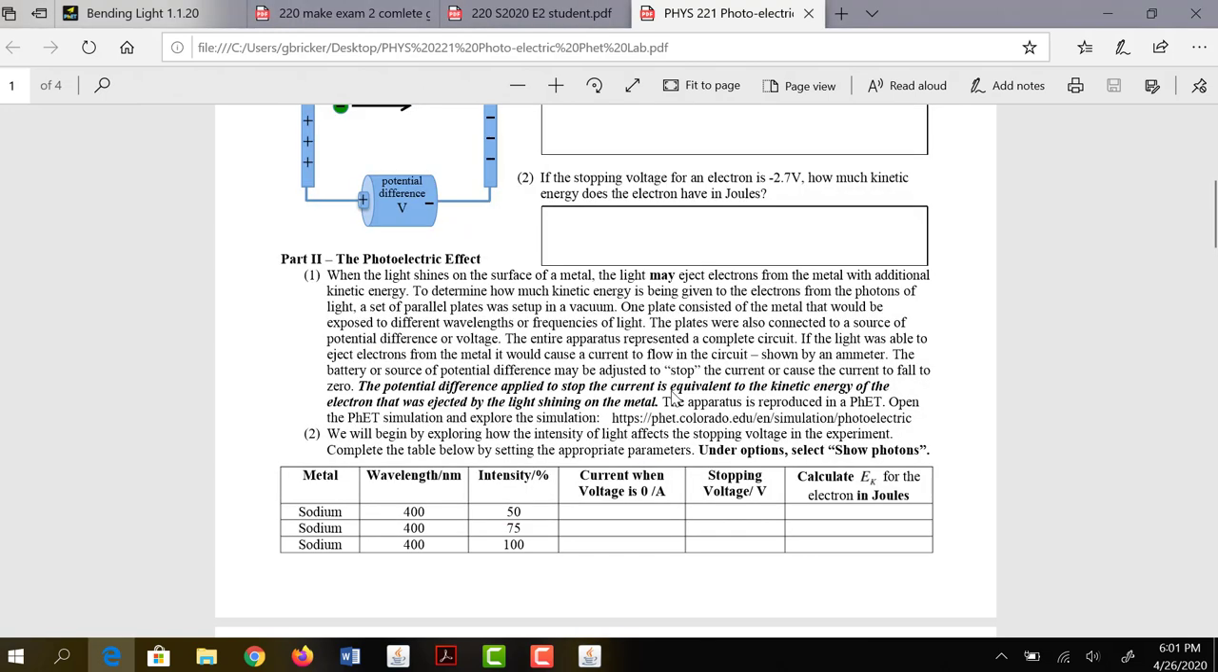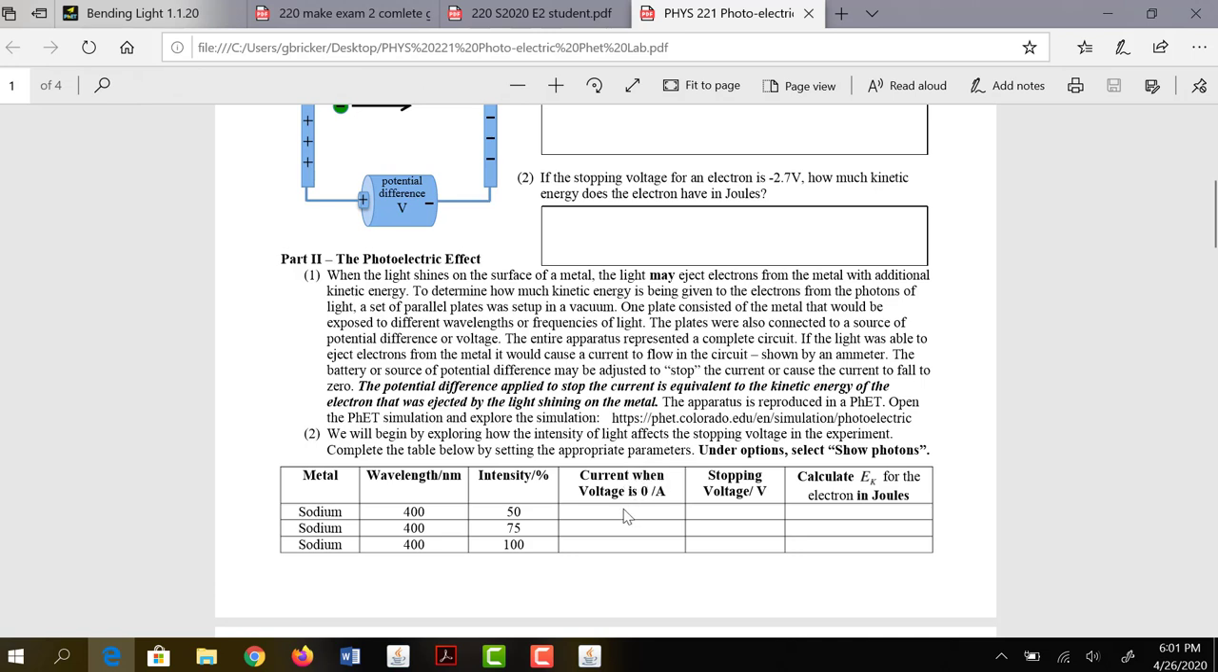The write-up. Okay, so we've opened it up. Put show photons. Very good. Here's the link. If you can click it, or you can copy it, whatever you want to do, put it into another browser. So sodium, that's what we were just using. Wavelength, again, that's units. Wavelength, nanometers. So 400 nanometers, that's where we started with the violet actually. Intensity 50%.